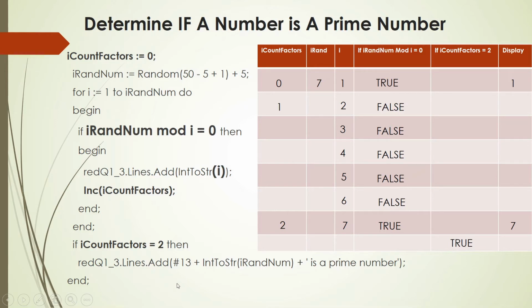Trace tables are very valuable, kids. I would like you, as a next example, to do a trace table on your own. And instead of generating a random number of 7, possibly try if the number is 9. If the random number generated is 9, I would like you to do a trace table on your own and trace through the segment of the program to see what happens when a number is not a prime number. Let's have a look at the Delphi program for this question.